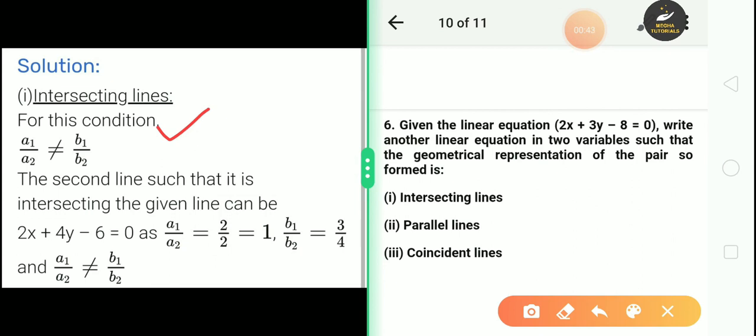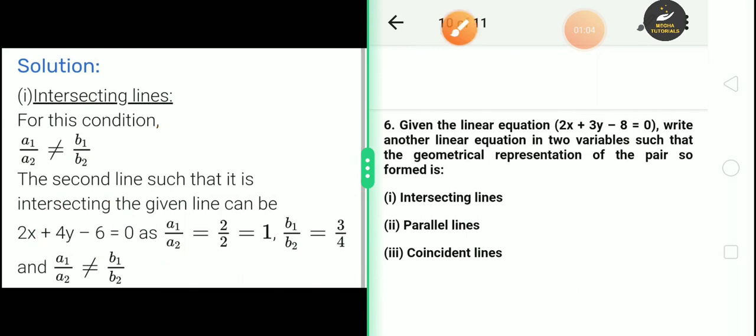So we can take a random equation. In this case they have taken the second equation as 2x plus 4y minus 6 is equal to 0. So checking the ratios, a1 upon a2 is 2 upon 2 which is 1 and b1 upon b2 is 3 upon 4. So the ratio is not matching, therefore we can write this equation.